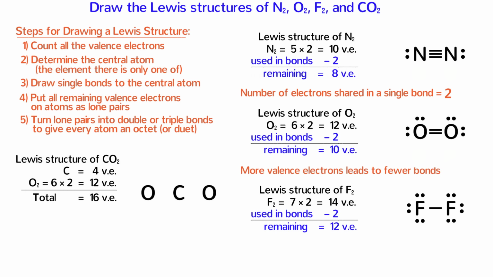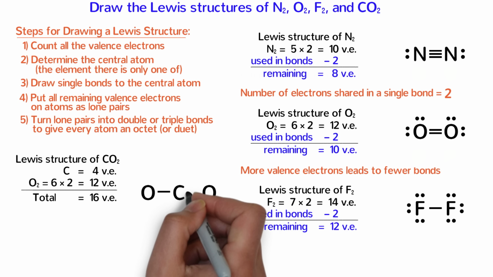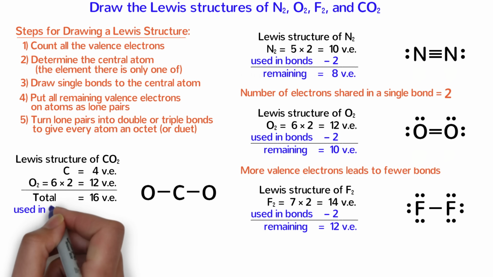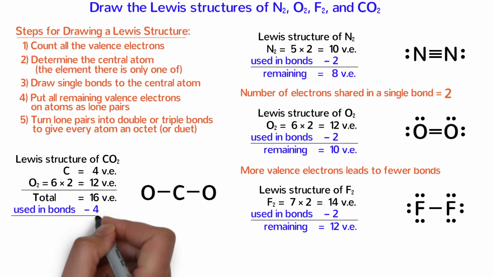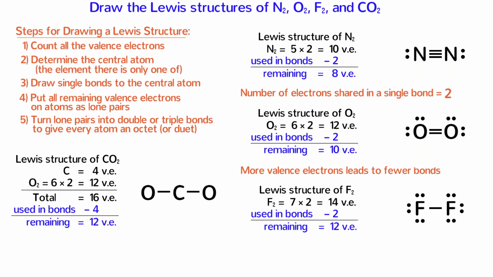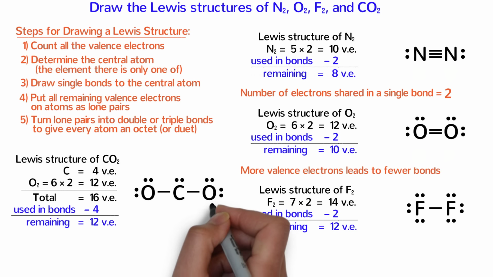Next, draw single bonds between the central atom and the other atoms. So far, we've used up 4 of our valence electrons to form those 2 single bonds. That means that we have 16 minus 4, or 12 valence electrons remaining. At this point in time, it doesn't really matter exactly where we put those 12 electrons, as long as we draw them in as pairs, don't give any atom more than an octet, and be sure to count exactly 12 dots. 2, 4, 6, 8, 10, and 12.